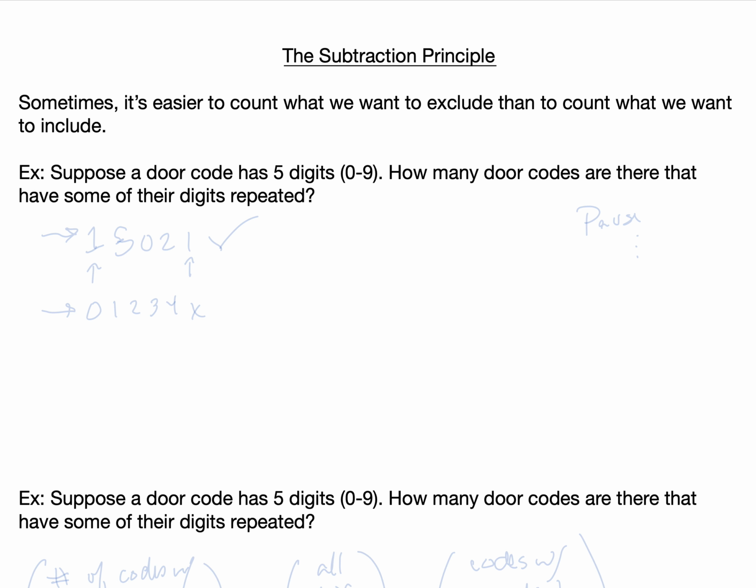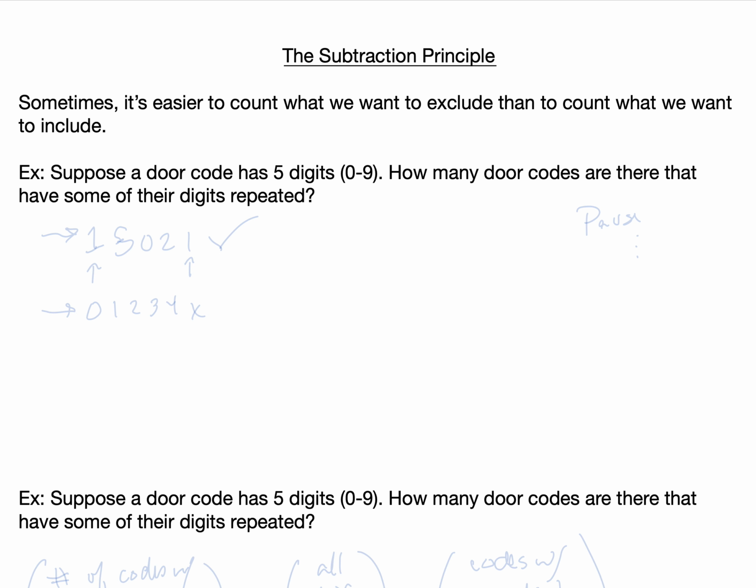In this video, we're going to introduce the subtraction principle, which we can use together with our previous counting techniques. Sometimes it's easier to count what we want to exclude than to count what we want to include. Again, we're going to start with an example. I'd like you to think about how you might approach this, and then we'll look at it together.